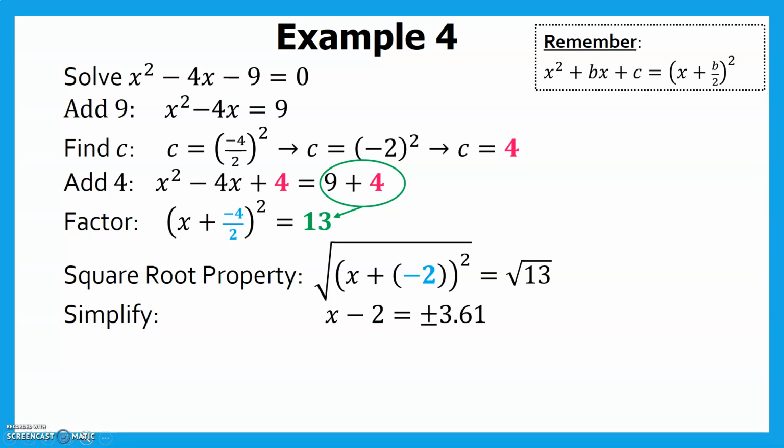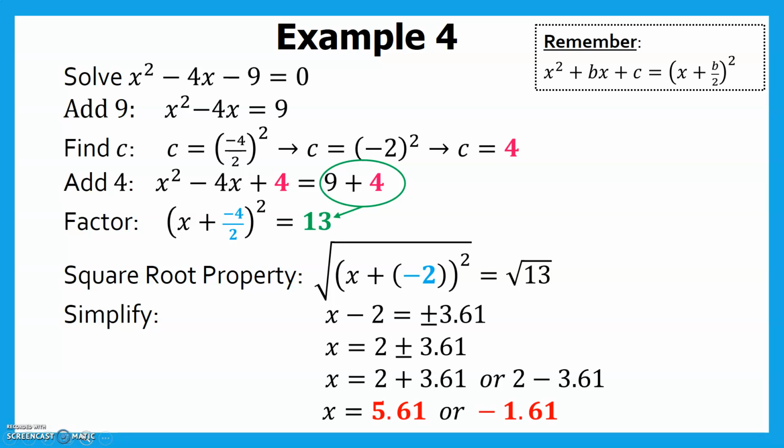Now I want x, so I'm going to add 2 to both sides. And that just means 2 plus 3.61 or 2 minus 3.61. When I figure it on the calculator, I get x equals 5.61 or negative 1.61. So remember, just the same process every single time. We're just changing the numbers a little bit.